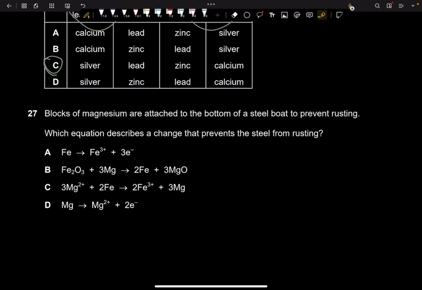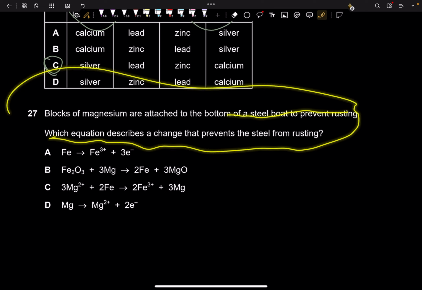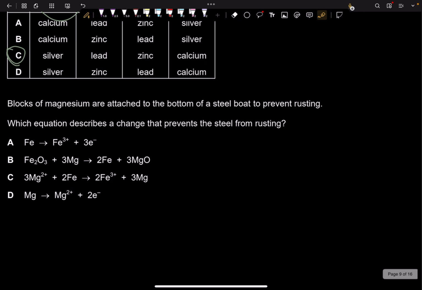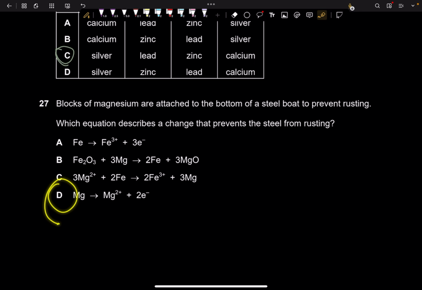Blocks of magnesium are attached to the bottom of a steel boat to prevent rusting. Which equation describes the change that prevents steel from rusting? Okay, so what's going to happen is that magnesium is going to form ions. If we are preventing something from rusting, so we are preventing this Fe to react.